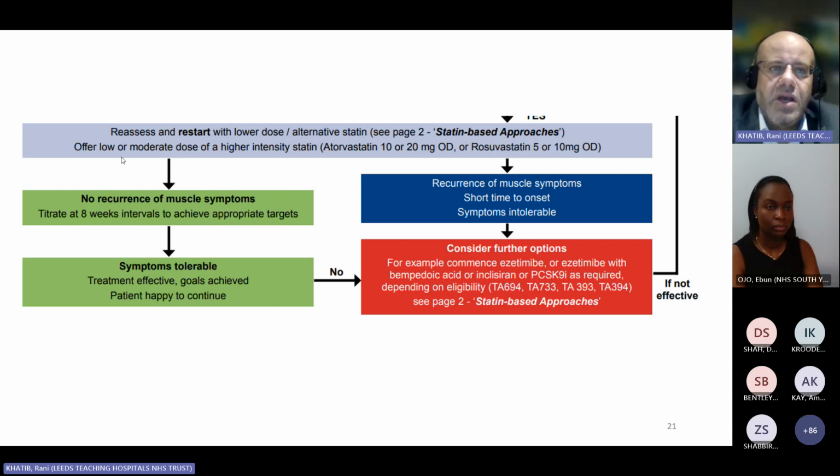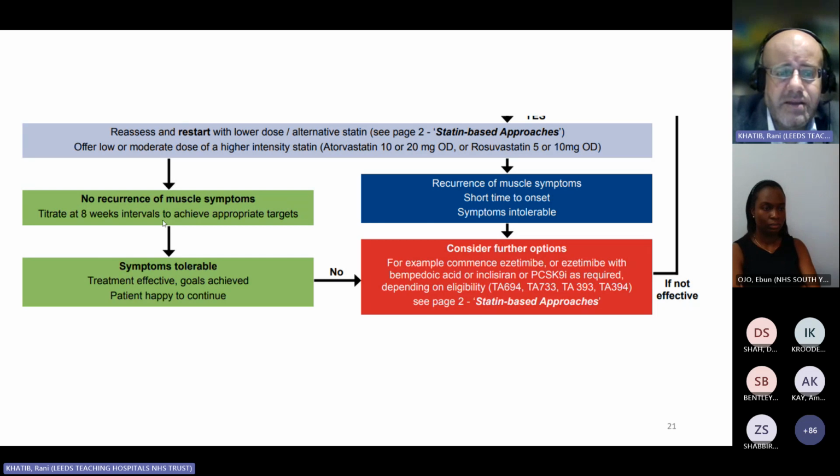The idea is you can restart with a lower dose. You can change to another statin, taking into account potentially something that works differently. You can offer a low or moderate dose of a higher intensity statin. And then you can give a dosing regimen that is not daily, so once a week, once every other day, etc. If it works and there is no recurrence of muscle symptoms, absolutely fine, and they can work on titrating it and trying to achieve the goals.